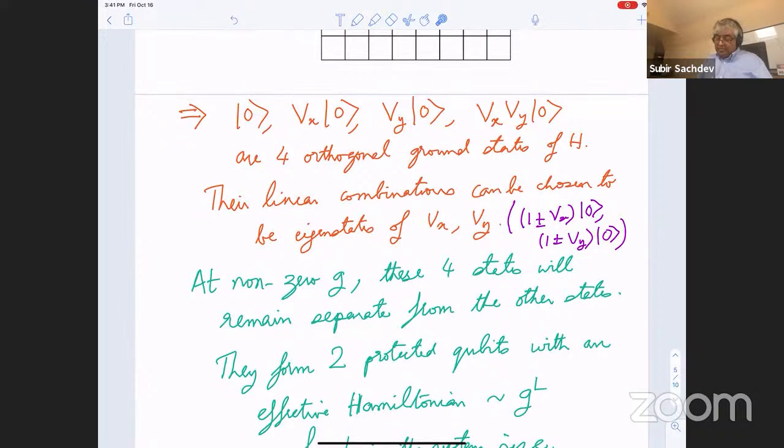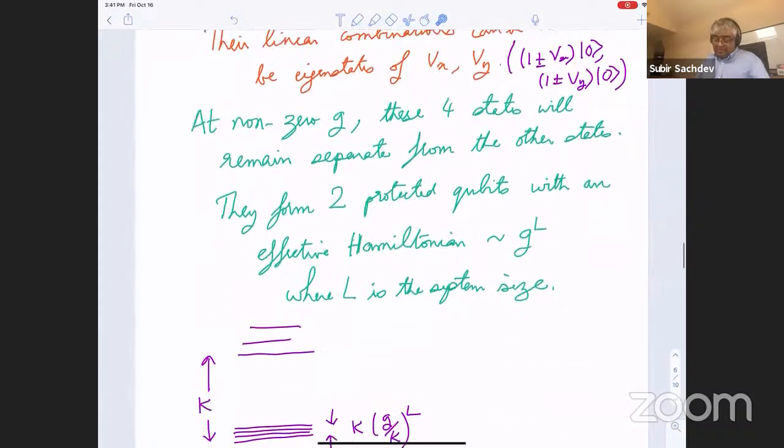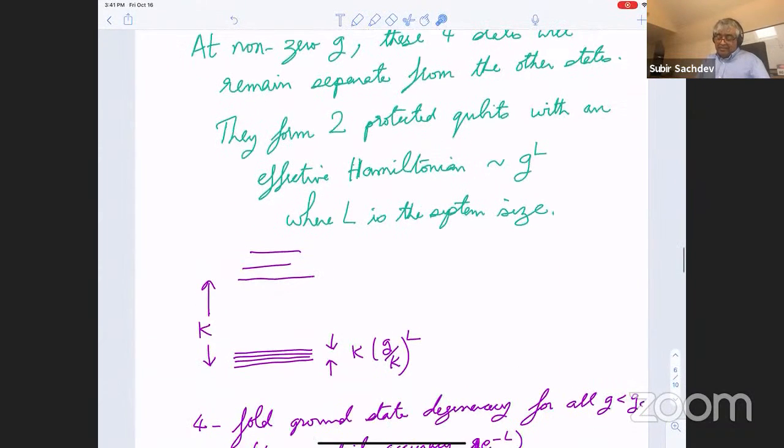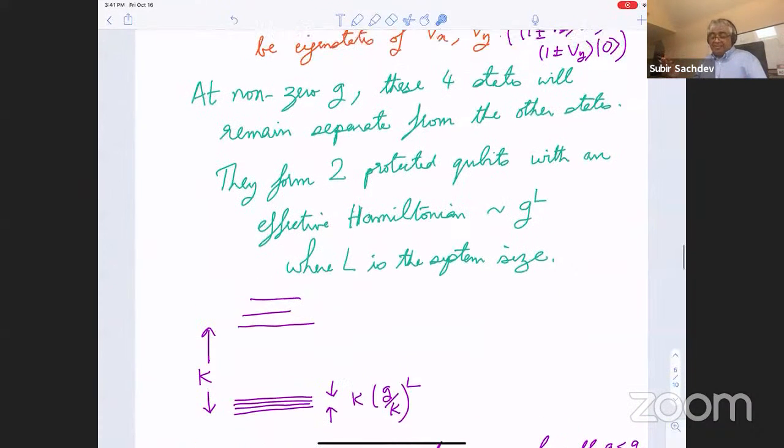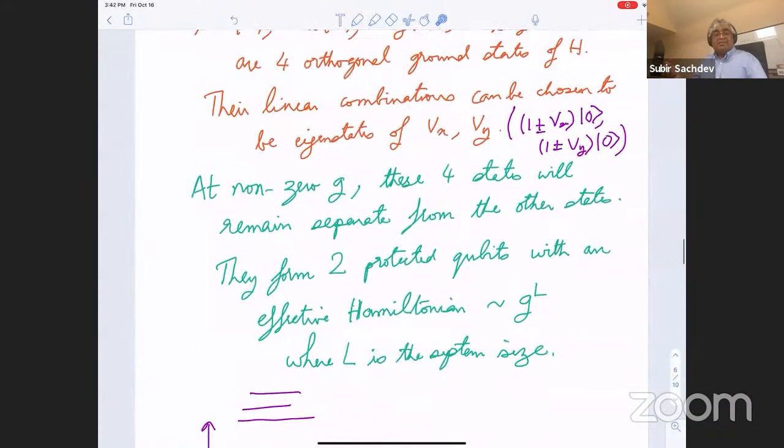Okay, so that's at G equals 0. At G equals 0, what we've said is that there are 4 degenerate ground states on a torus, and they're separated by some energy of about a k from all other states. Okay, but that's a trivial state at G equals 0. What's going to happen at non-zero G?